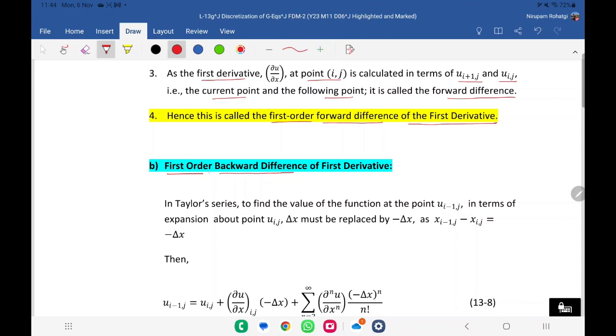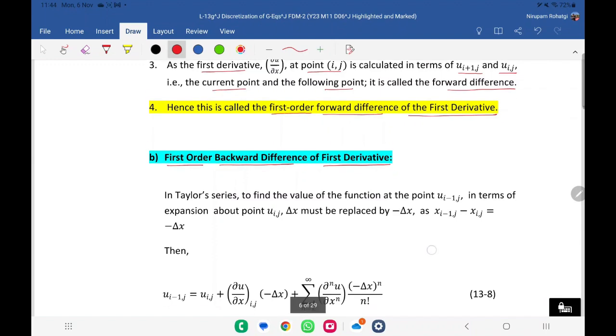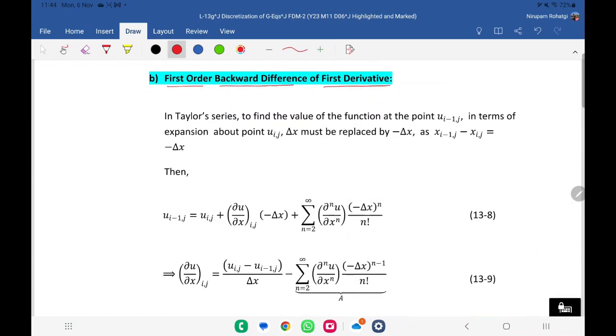We have again first order first derivative, which means we will be talking about only the first derivative. Then the truncation error will be of the first order as happened before, but we will be going in terms of backward difference. So how do we do it? Again we take the Taylor series and now we write the value at the previous point in terms of a forward point, where delta x will become negative.